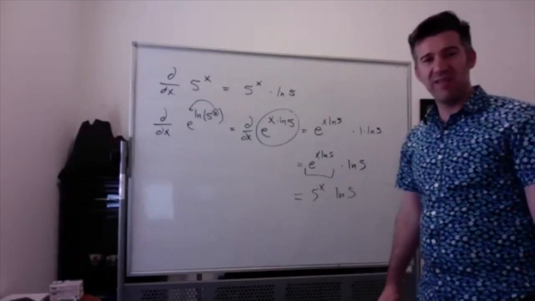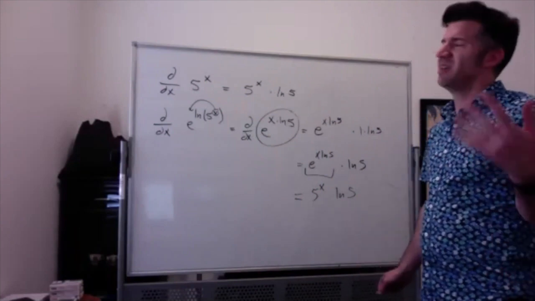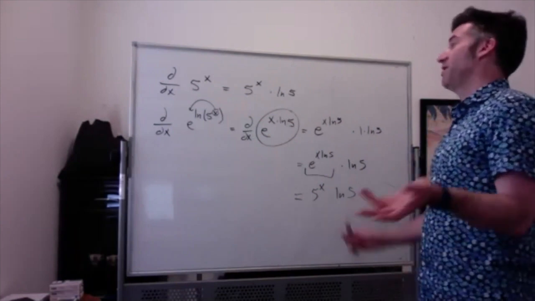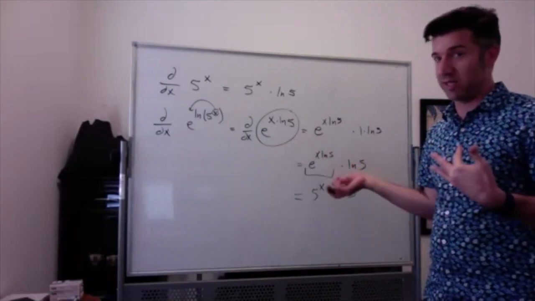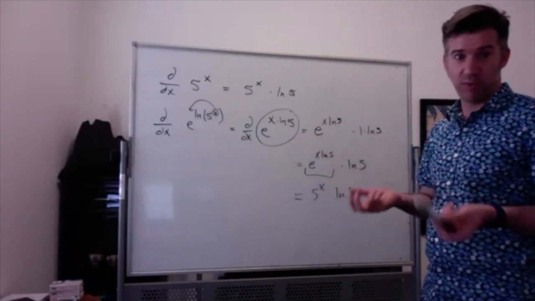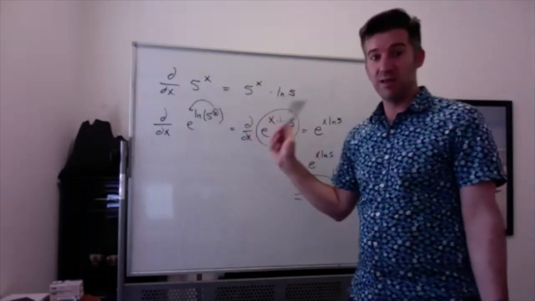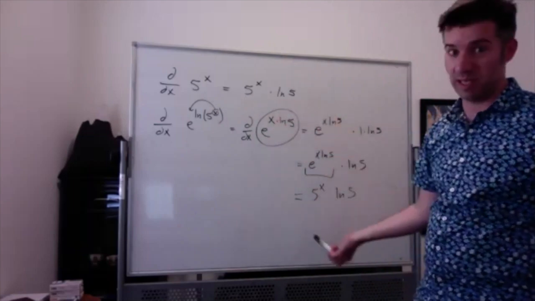I'm hoping none of your teachers did it this way, not because it's wrong, just because I guess I'm biased. This is a perfectly fine way of doing it. If you want to do it this way, that's great. I think it's easier personally to remember that if your base isn't e, you multiply by the natural log of your base. So the derivative of 5 to the x is 5 to the x times natural log of 5.